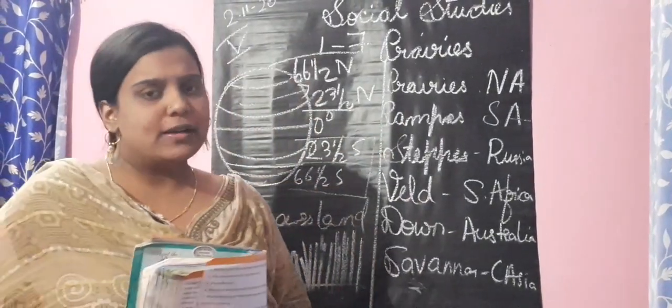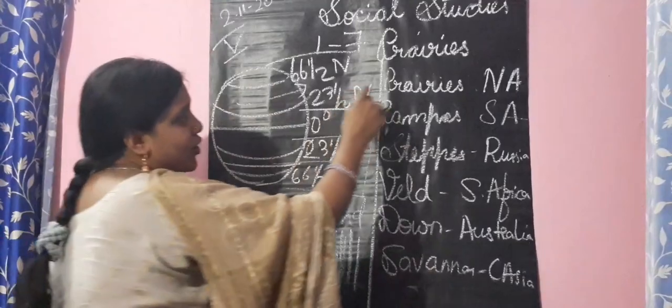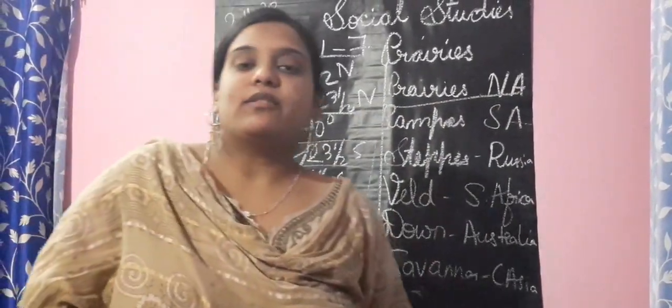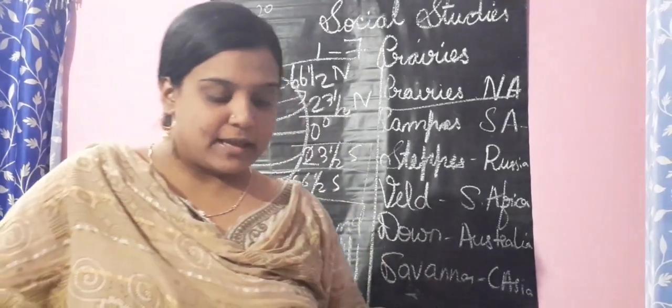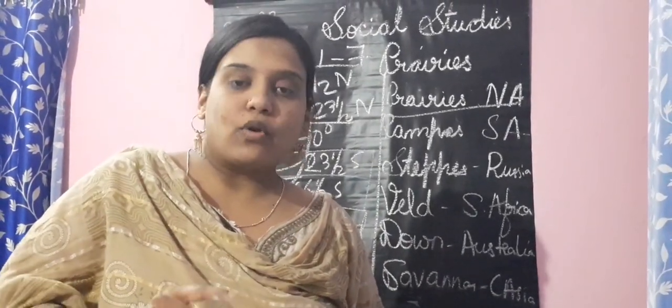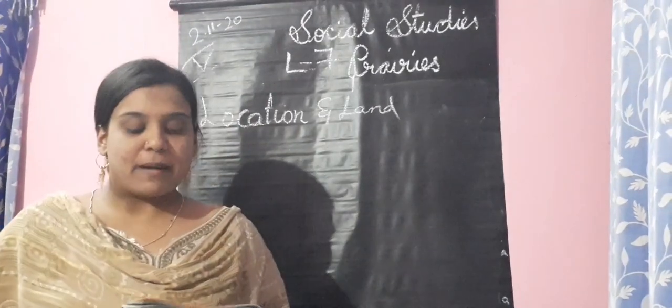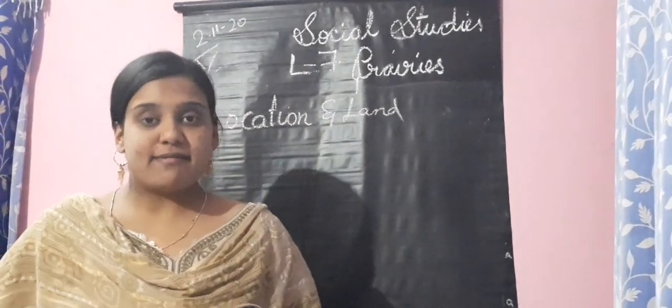So in this chapter we will be learning about the prairies. In which country are they called prairies? Yes, in North America. So mostly we are going to learn about the people and the prairies of North America. Okay children, I hope you have got this. We have studied the different names of grasslands, right? Prairies, pampas, steppes, veld, downs, and savannas.